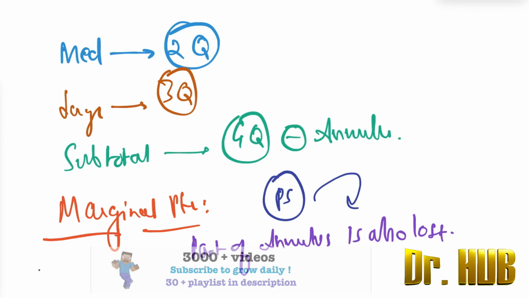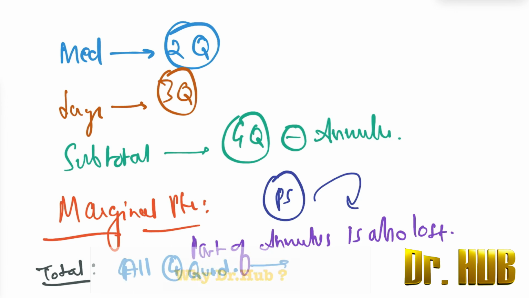Next is the total perforation. It involves all four quadrants, as well as the annulus. So it involves all four quadrants plus the annulus.